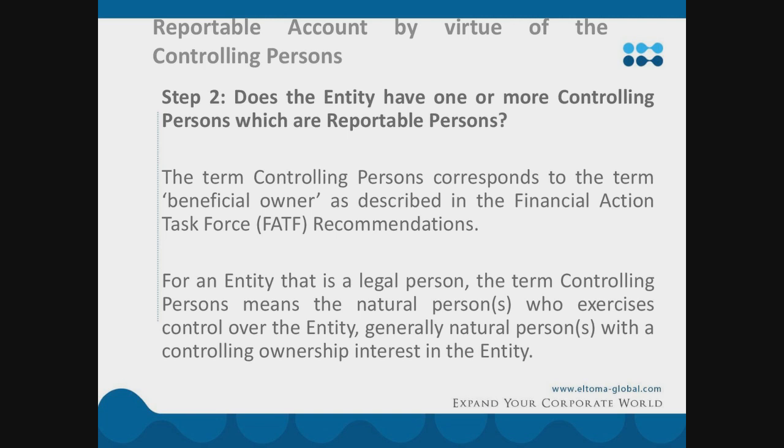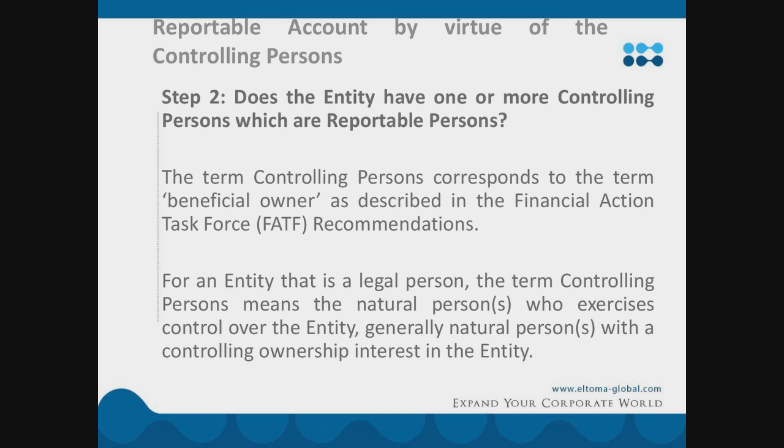Okay, so what do we actually understand by controlling persons? The term controlling persons corresponds to the term beneficial owner, as described in the Financial Action Task Force recommendations. For an entity that is a legal person, the term controlling persons means the natural person who exercises control over the entity. Generally, natural persons with a controlling ownership interest in the entity.